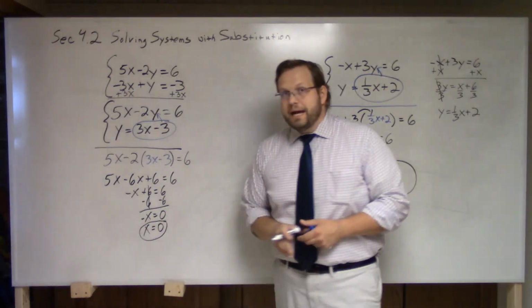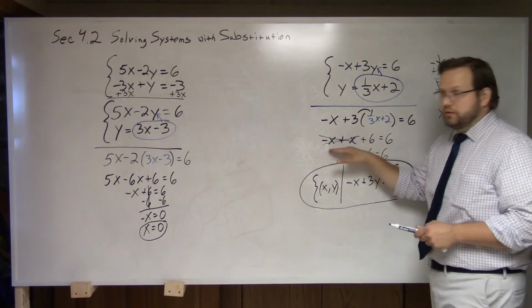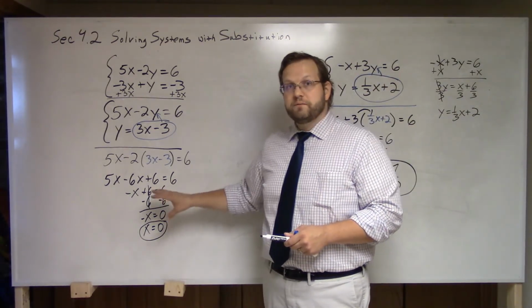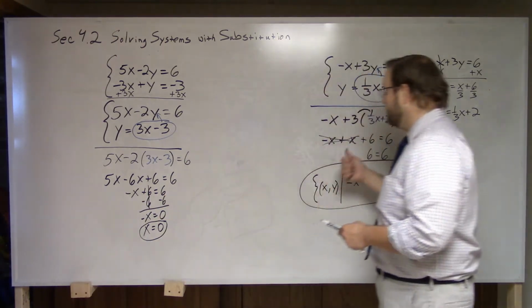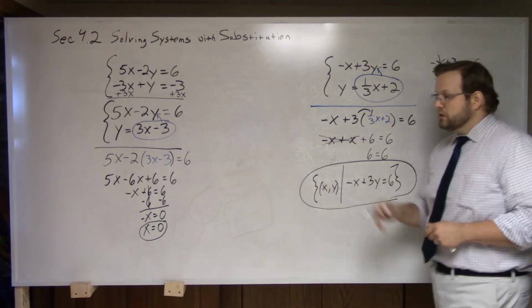Okay? Now remember, here the x's canceled out. Here the constants canceled out. As long as the variable's still there, you're going to have a numerical answer to that. If the variables go away, that's when you get into this kind of a realm here. Okay? So x is 0.